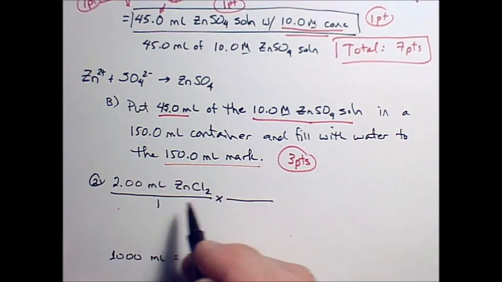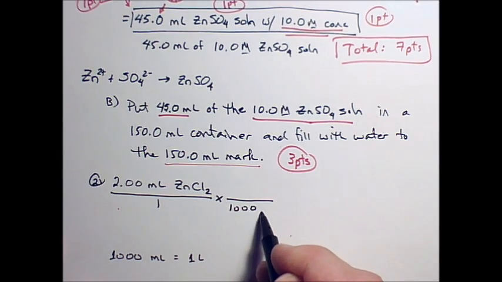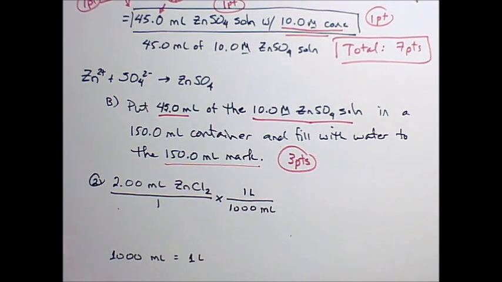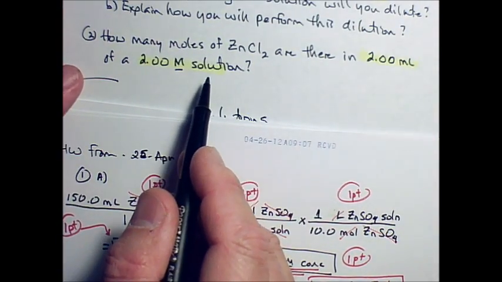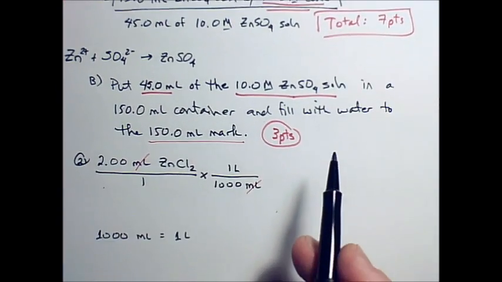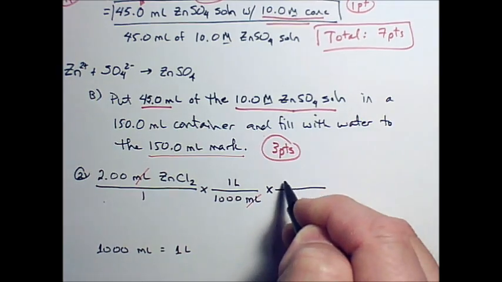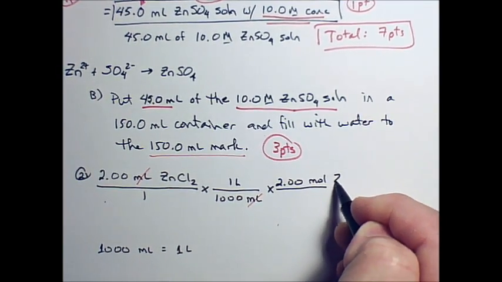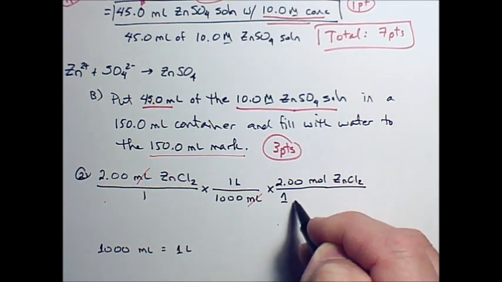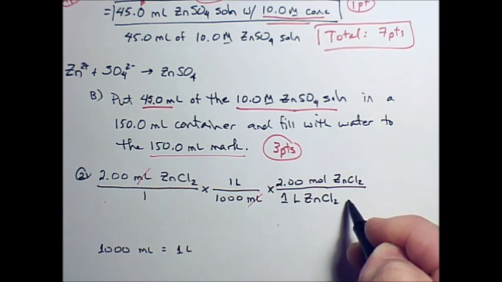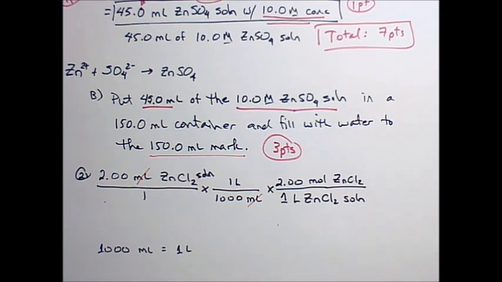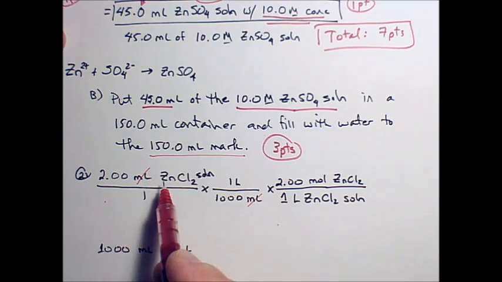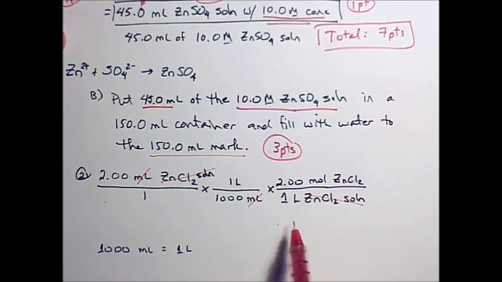Now, I can use this to convert this into liters by putting the 1,000 milliliters on the bottom and the 1 liter on the top. Milliliters then cancel. All right. Going back to the problem, we have a 2-molar solution. Remember, the molar concentration can be written as a fraction. So I can say 2.00 moles of zinc chloride in 1 liter of that zinc chloride solution. And actually, this is 2 milliliters of zinc chloride solution here. Should have written that. So I can cancel out zinc chloride solution now, and I can cancel out liters.